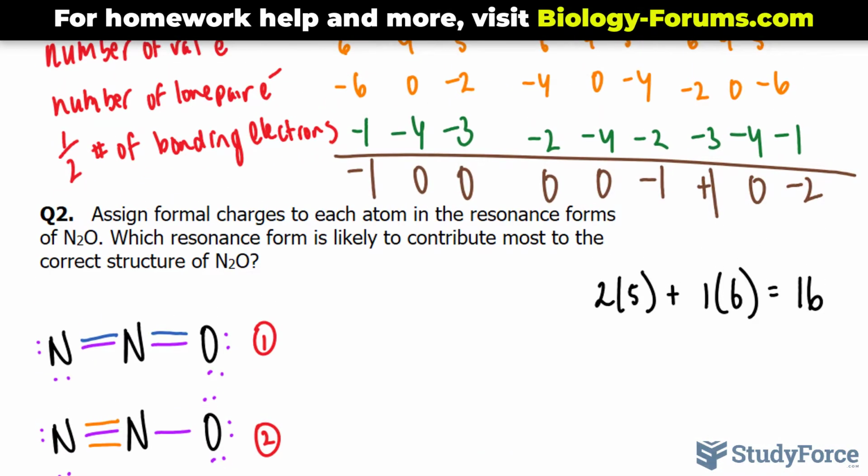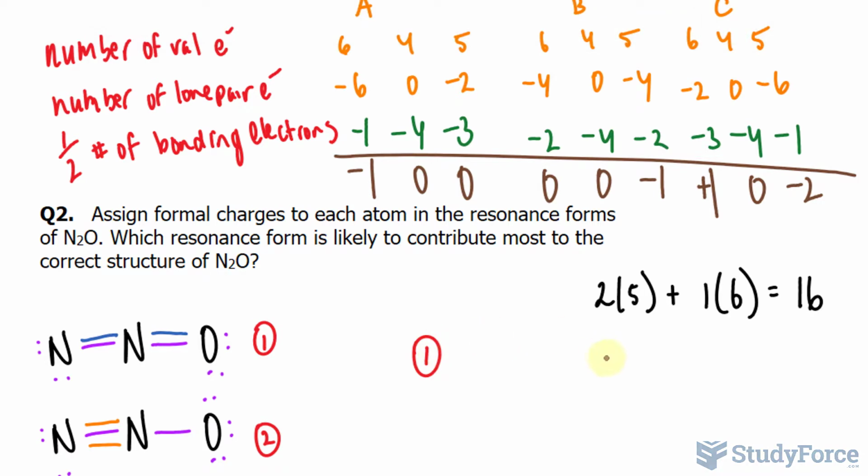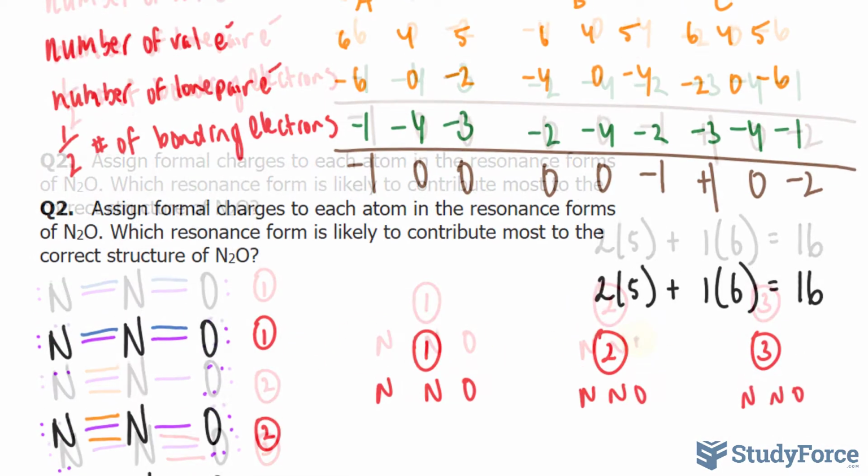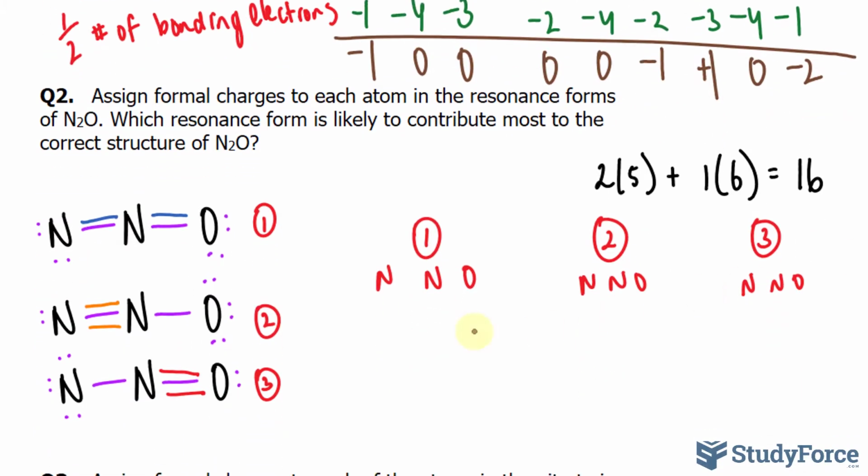and I'm going to create a table similar to how I did in question 1. This column will be for 1, 2, and 3. And I'll write down N, N, O for each of these because that's in the order that they're in. Let's write down the number of valence electrons for each of these. Of course, we already figured that out. It's 5, 5, and 6.